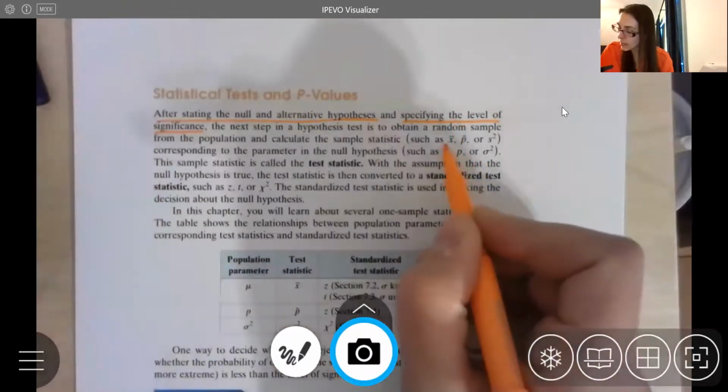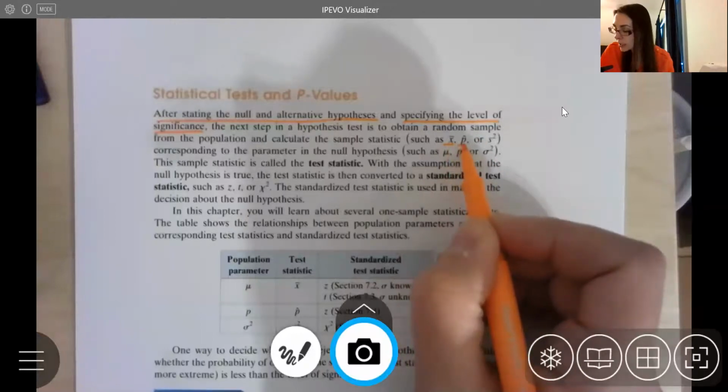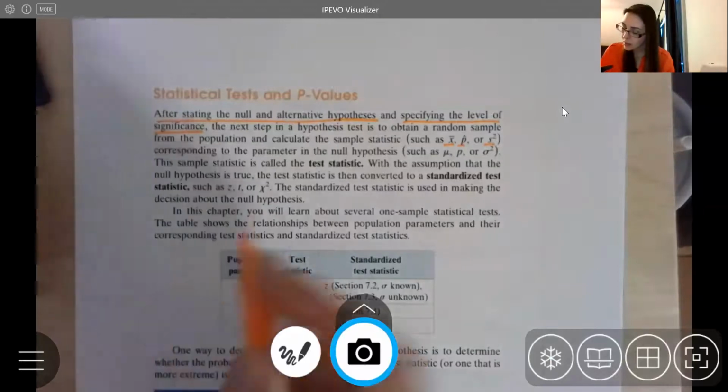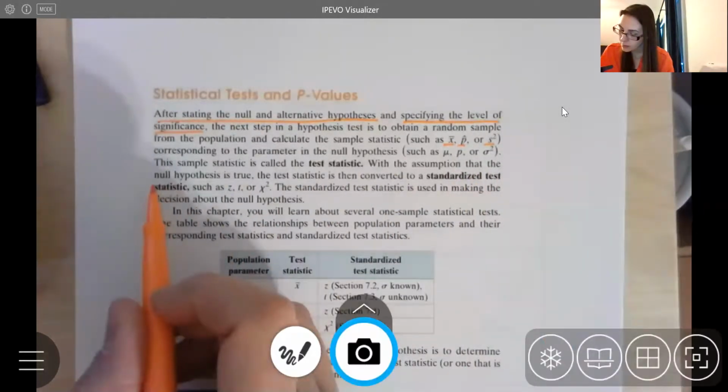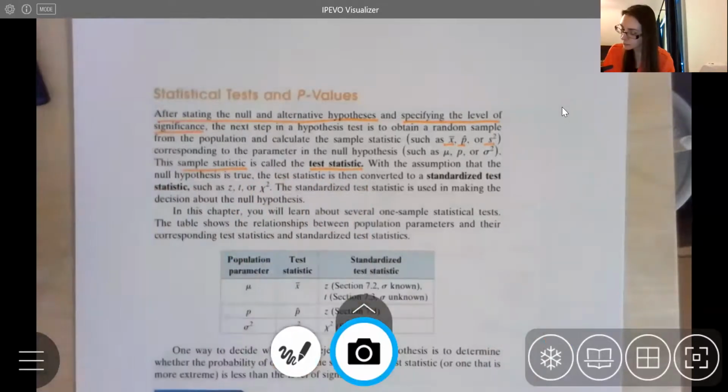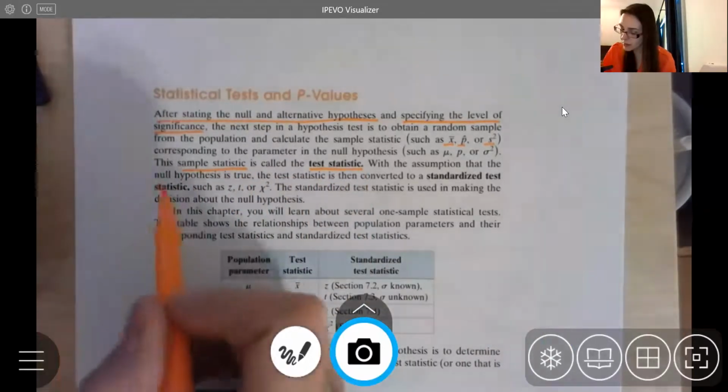So are you looking at means? Are you looking at proportions? Are you looking at variances? The sample statistic is called the test statistic with the assumption that the null hypothesis is true.